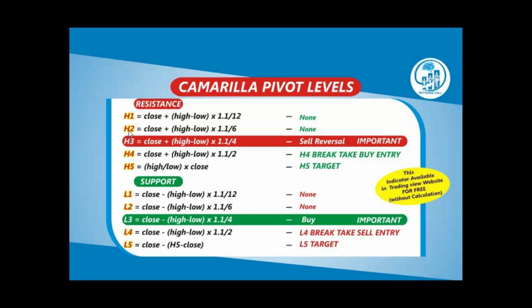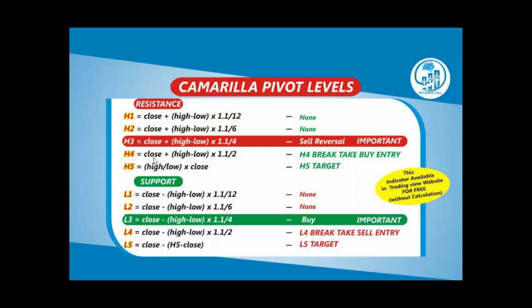First, H1 is a non-trading zone. H2 also, don't trade it, but H3 is very important for a sell reversal. Then L3 is a buy reversal. Just understand that out of the 10 points, only two are the most important levels.